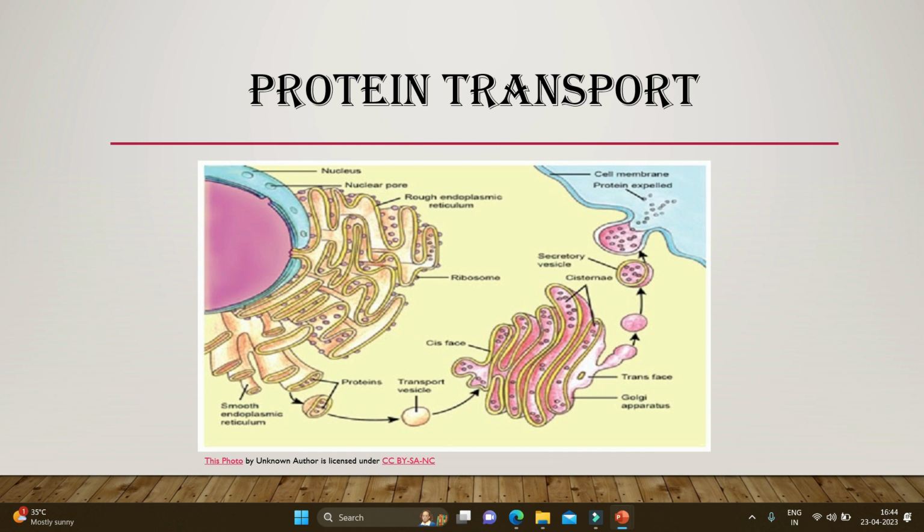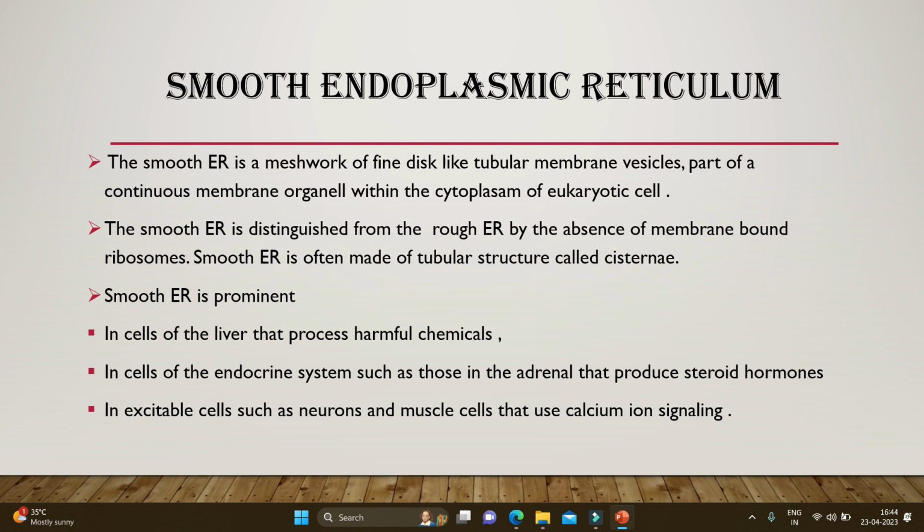Next, we will go to the smooth endoplasmic reticulum. The smooth endoplasmic reticulum is a meshwork of fine disc-like tubular membrane vesicles, part of the continuous membrane organelle within the cytoplasm of the eukaryotic cell. The smooth endoplasmic reticulum is distinguished from the rough endoplasmic reticulum by the absence of membrane-bound ribosomes. It is often made of tubular structures called cisternae.